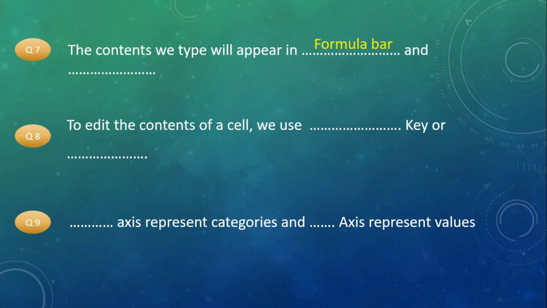The answer for this: the contents we type will appear in the formula bar as well as in the active cell. To edit the contents of the cell, we use the F2 key or we can also double click. X-axis represents categories and Y-axis represents values.